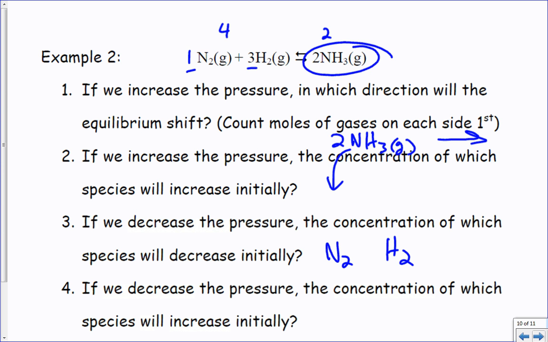If we decrease the pressure, I did see Mr. Mooks getting a little goofy. Sorry, I'm not reading. If I decrease the pressure, give it more space, which will decrease initially? I'm going to end up going from right to left. So my NH3 is going to decrease initially, and then my N2 and my H2 will increase. Okay, sorry, I just didn't read that thoroughly enough.